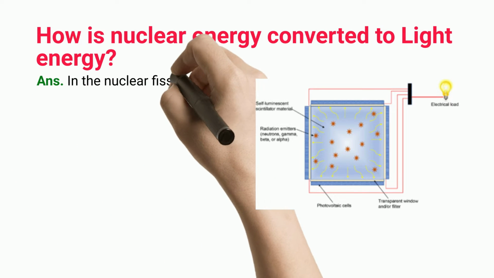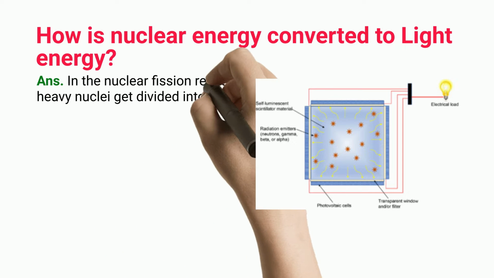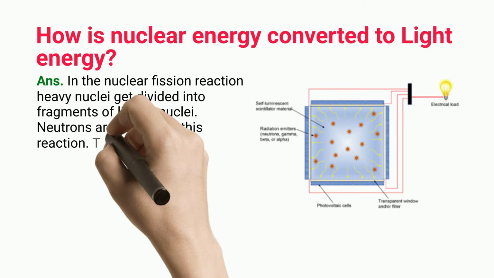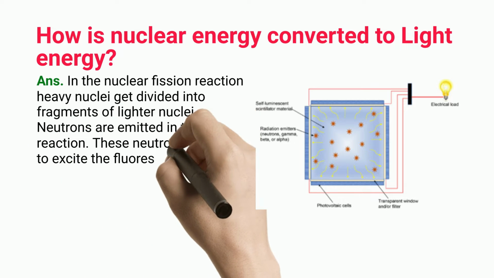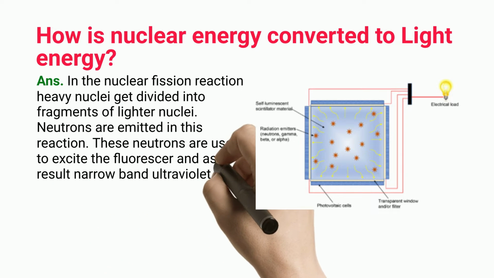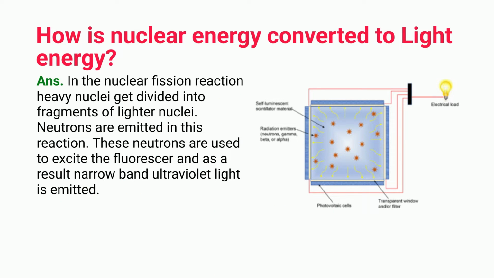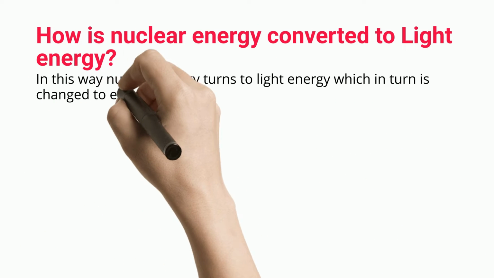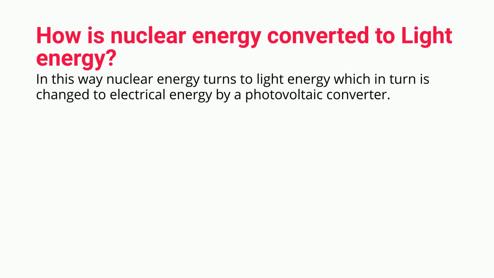How is nuclear energy converted to light energy? In the nuclear fission reaction, heavy nuclei get divided into fragments of lighter nuclei. Neutrons are emitted in this reaction. These neutrons are used to excite the fluorescer, and as a result, narrowband ultraviolet light is emitted. In this way, nuclear energy turns to light energy, which in turn is changed to electrical energy by a photovoltaic converter.